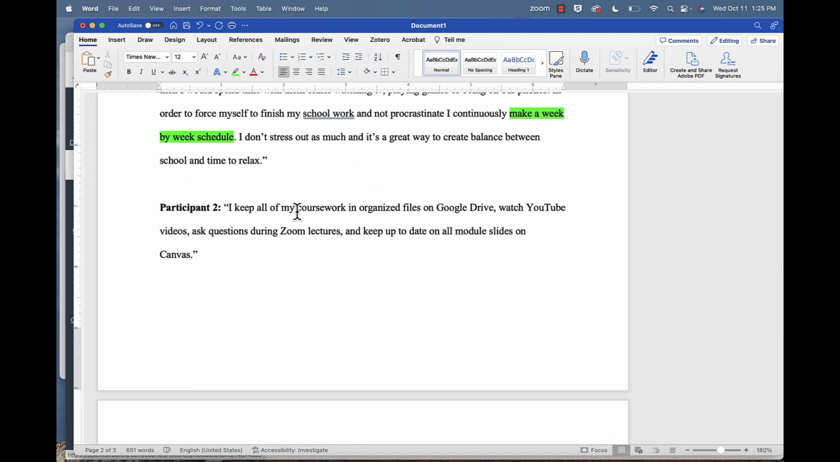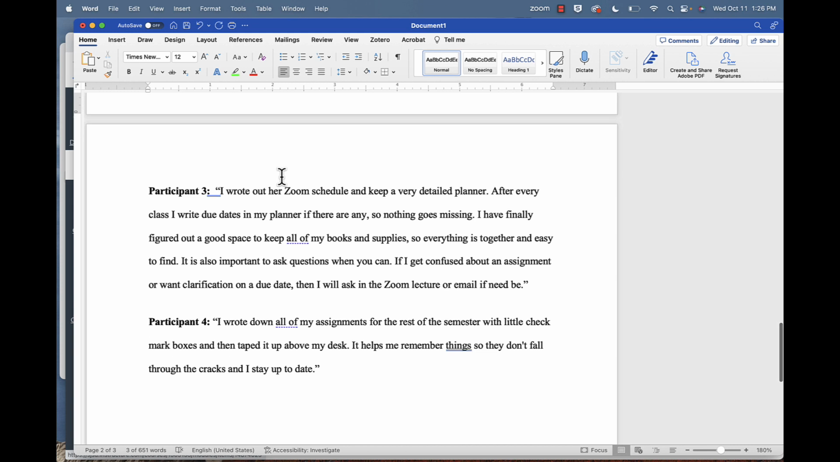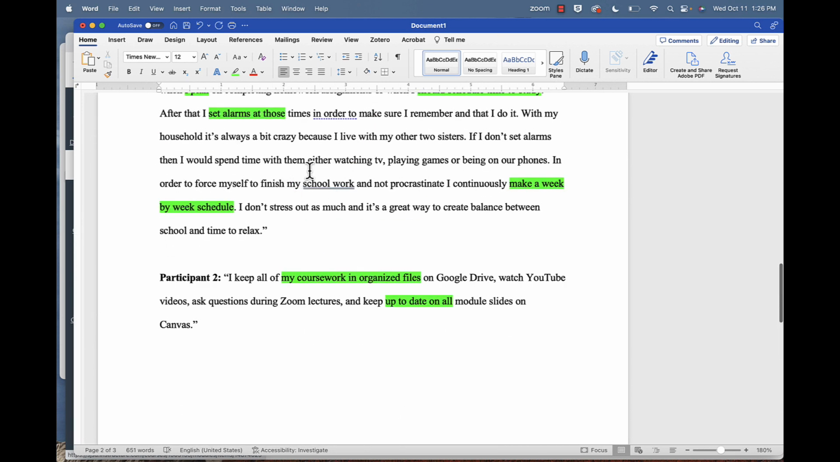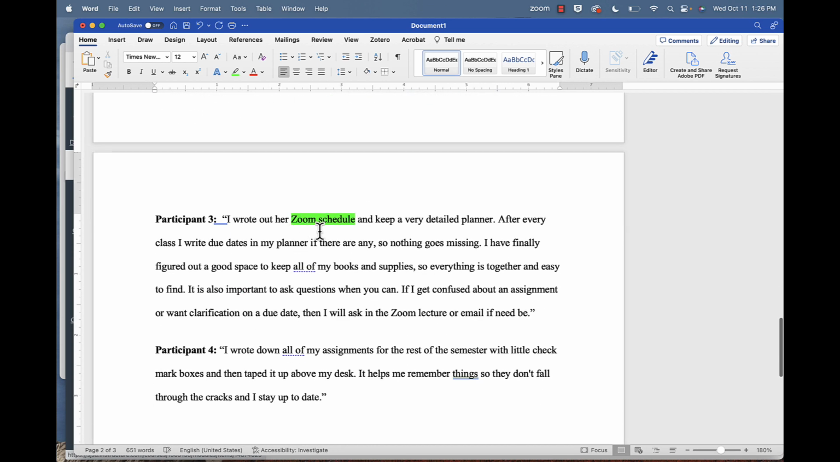Second participant says, organize. I organize my schoolwork into files, watch YouTube videos, ask questions during Zoom, and also keep up to date on all the module slides on Canvas. The third participant says again, writing out a Zoom schedule. So I see scheduling is important because my first participant also said the same thing, and my third participant is also talking about scheduling and planning again. After every class, I write down due dates for my planner. So prior planning and scheduling.